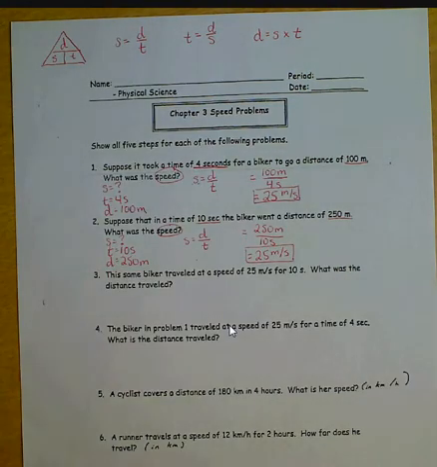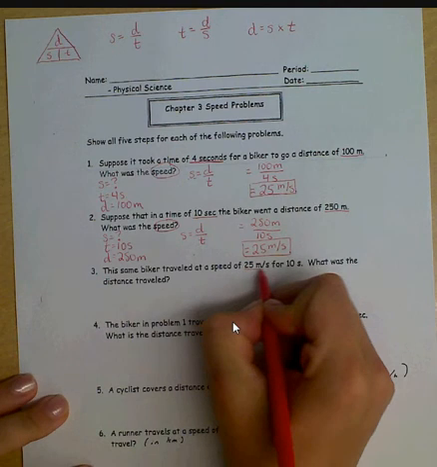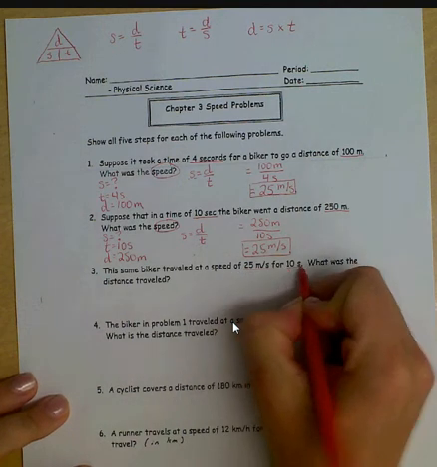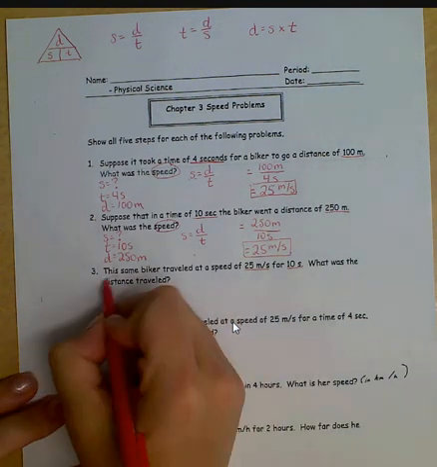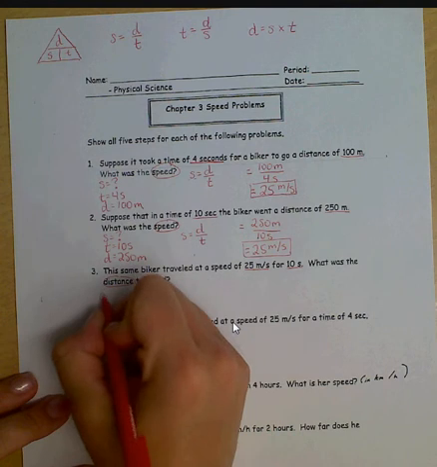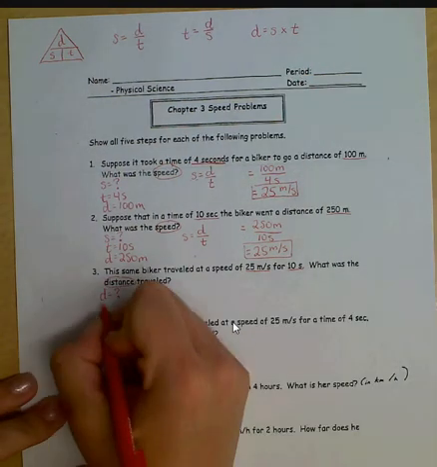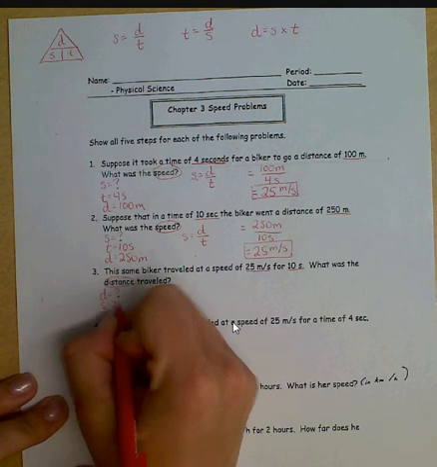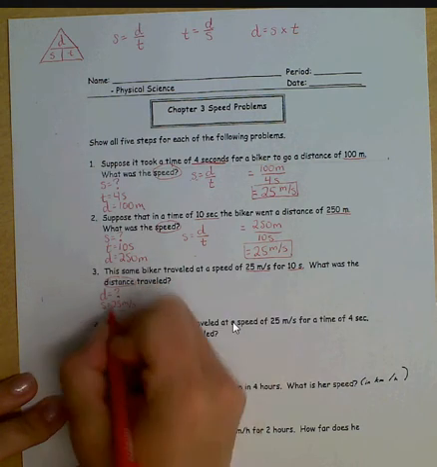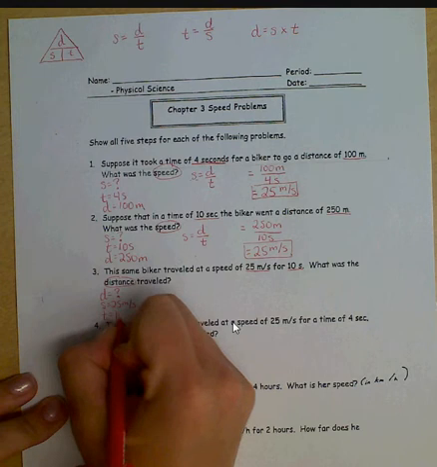Number 3. The same biker traveled at a speed of 25 meters per second for 10 seconds. What is the distance he traveled? Alright, so D will be my unknown. My speed will be 25 meters per second. And my time is going to be 10 seconds.